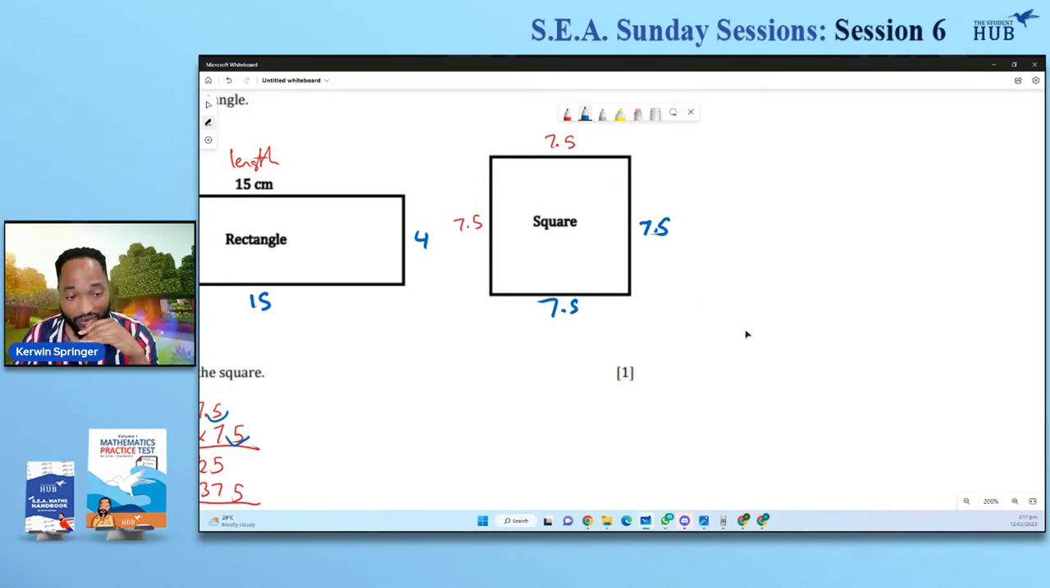7.5, 7.5 is actually 15. Here's what I'm thinking in my mind. 7 and 7 is 14, right? So a 0.5 and a 0.5 will make 1. So 7.5 and 7.5 is 15.